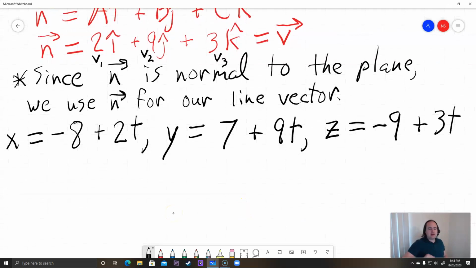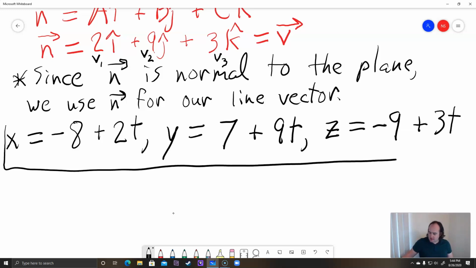All right, so that is actually going to be the equation of the line perpendicular to the plane. It's going to be perpendicular because it's parallel to the normal vector, and the normal vector is perpendicular to the plane as well. Okay, so that's going to be our answer.